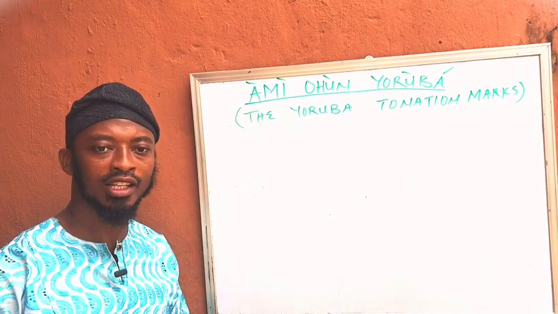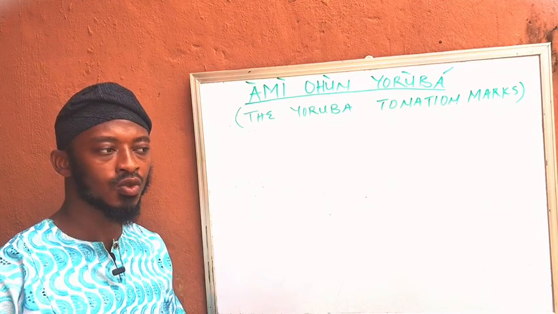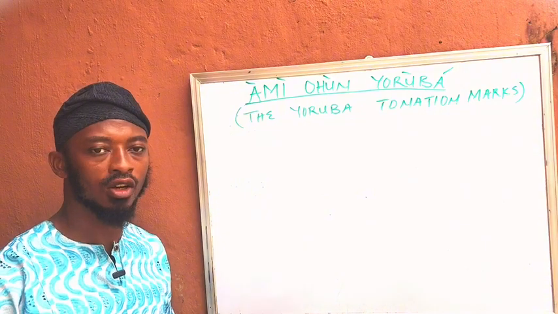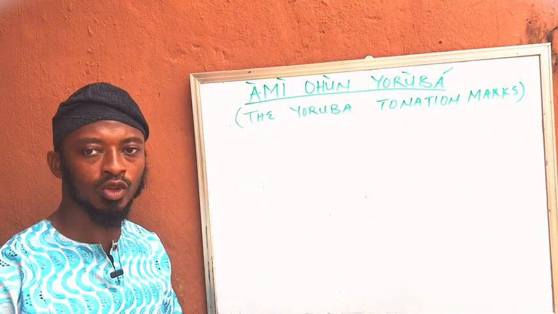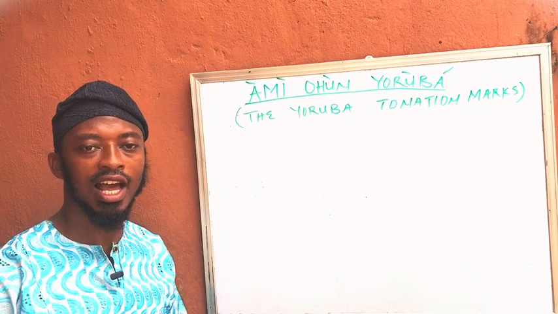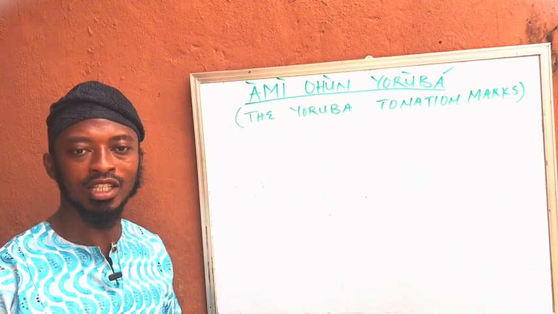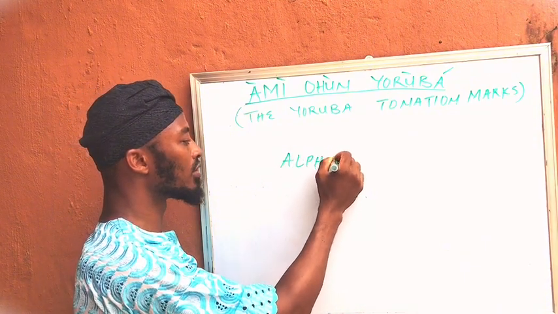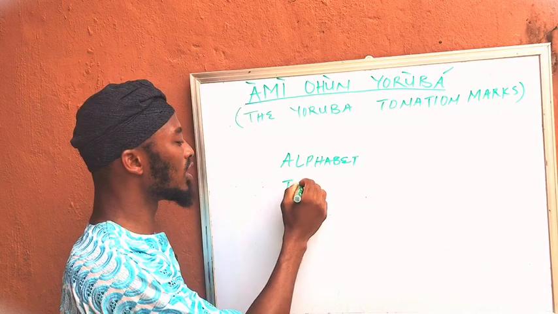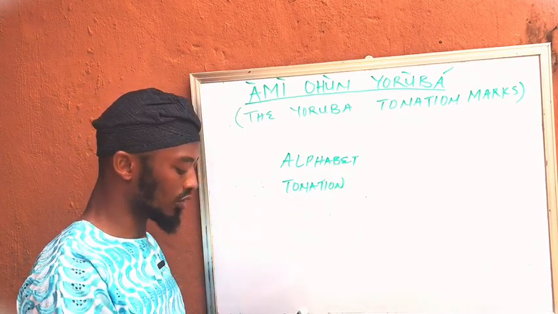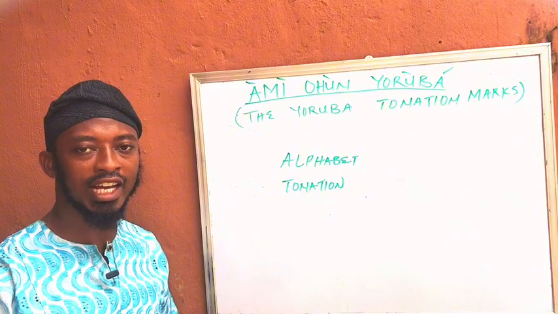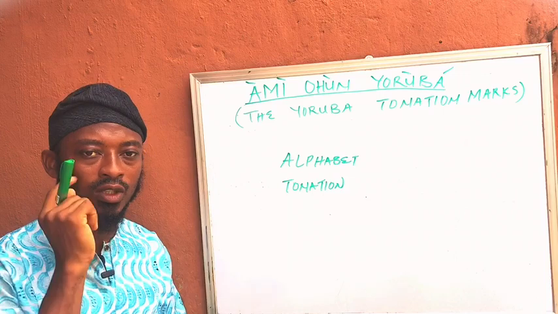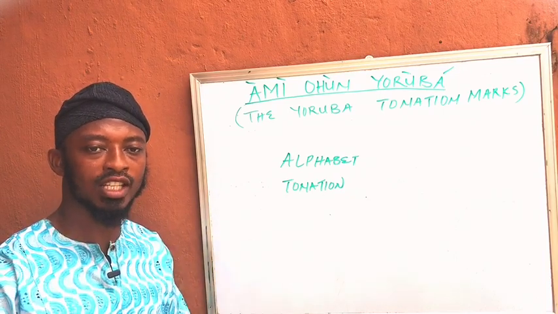I welcome you to another lesson on this channel, and today's lesson is a continuation of the previous video where we're talking about how to read or write the Yoruba language. In the previous video, I explained that there are two key factors that are responsible for reading or writing the Yoruba language. The number one is learning the Yoruba alphabet, and the number two is understanding the Yoruba tonation. So in the previous video, which I attached the link in the description box, we talk about the Yoruba alphabet. That is the first thing you need to know to read or to write Yoruba language.